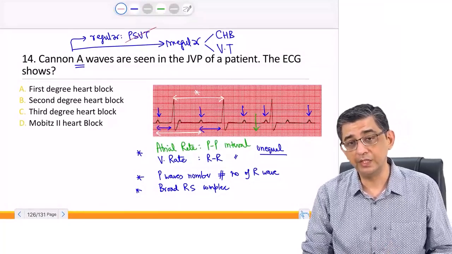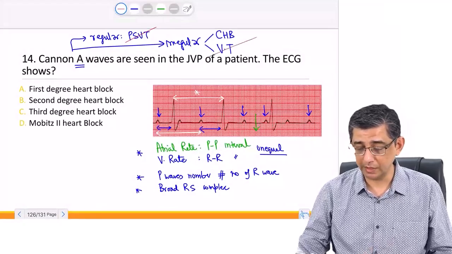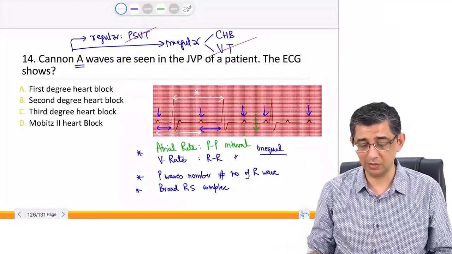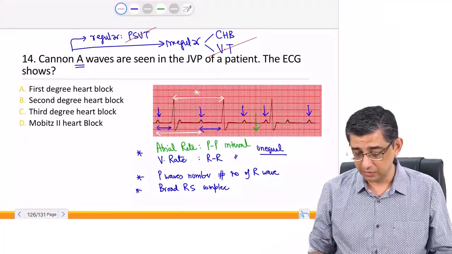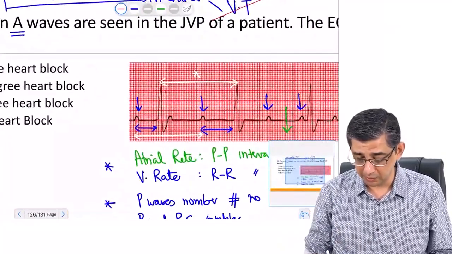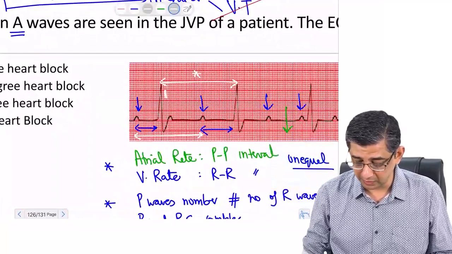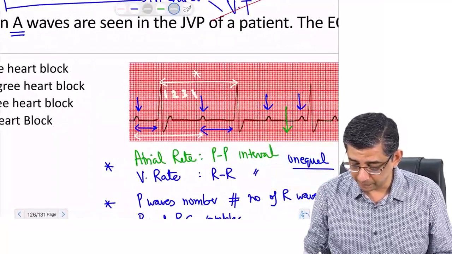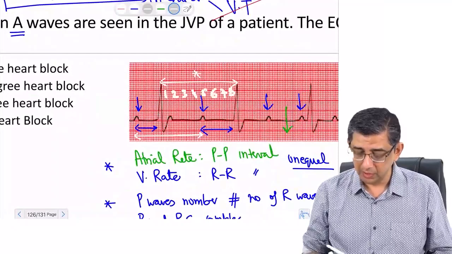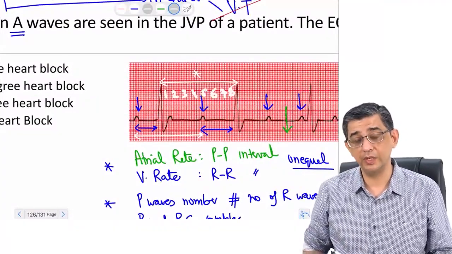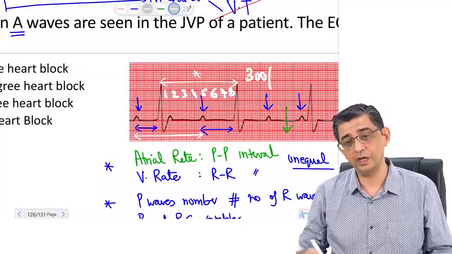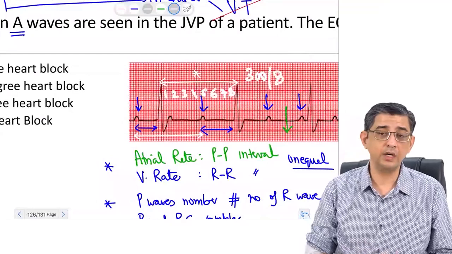When it comes to VT, the heart rate should again be high. So tachycardias can be straight away ruled out as causes of Cannon A waves in this ECG. This ECG is definitely showing a bradyarrhythmia. Let's just do this activity. If you count the number of large squares, it's approximately 8 large squares between the R and the R waves. So just look at the heart rate, guys.